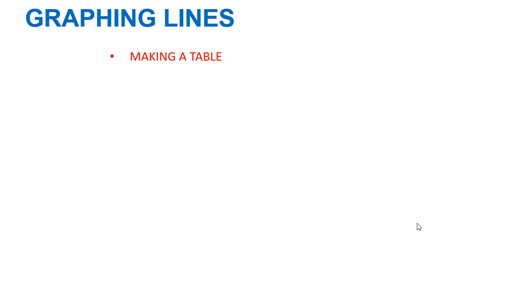So graphing a line, there's two different approaches to this. One is to make a table and find some points and then plot them and then connect them with a line. So let's take a look at that.